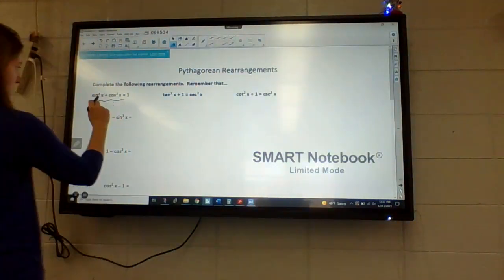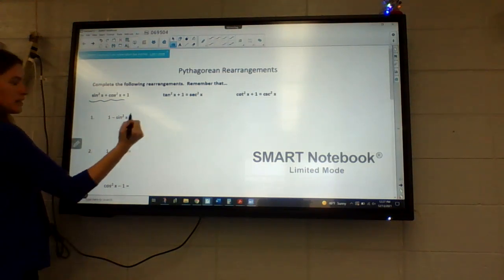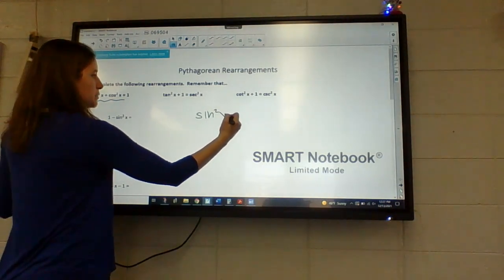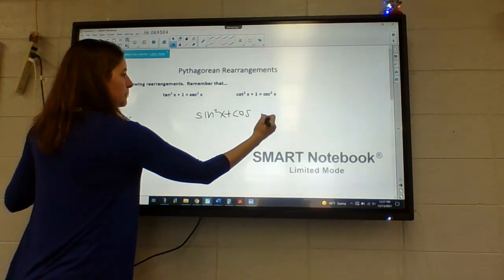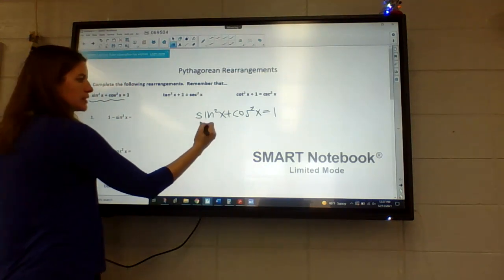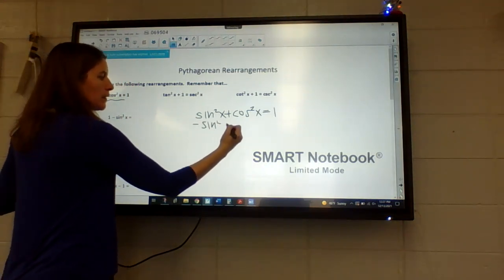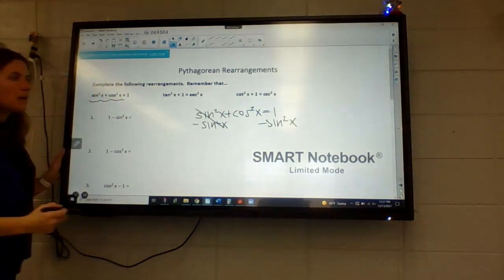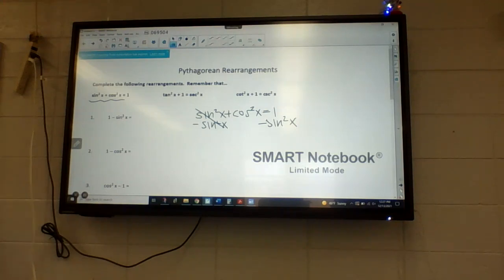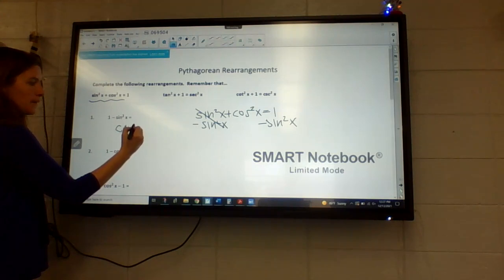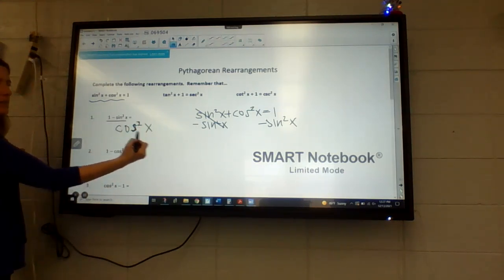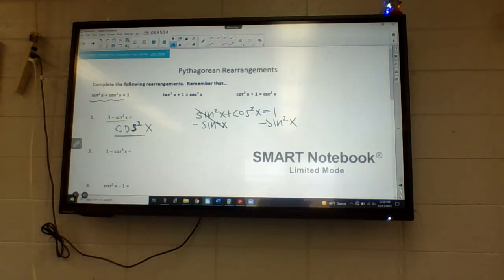If I want to make this match this, here's my work. I have sine squared x plus cosine squared x equals 1. If I move this sine squared over, just like we would with algebra, 1 minus sine squared x is going to equal what? Yep. So in a problem, we might be able to replace this with that. Those are equivalent to one another.